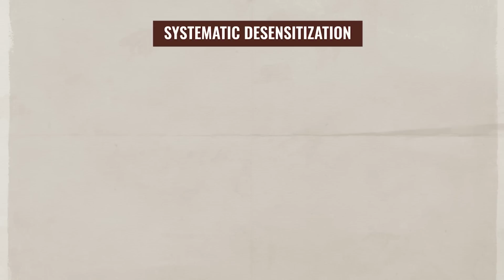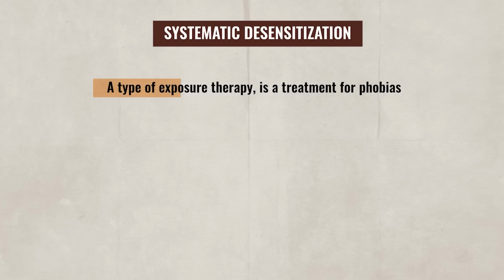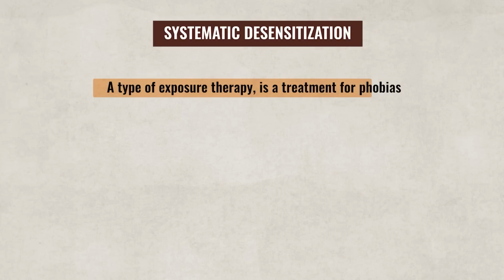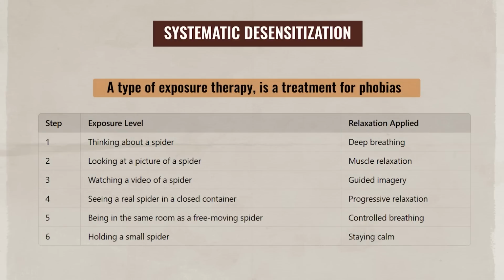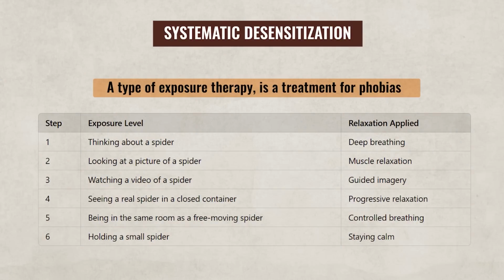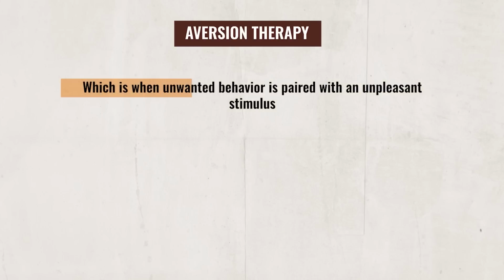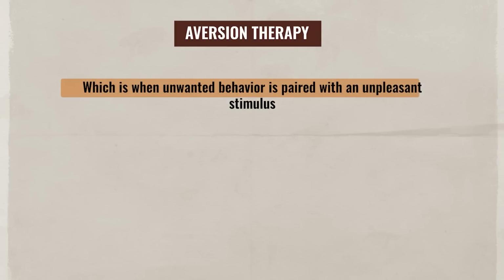For example, systematic desensitization, a type of exposure therapy, is a treatment for phobias in which the client is gradually exposed to increasingly intense versions of the stimuli that they fear, all while learning and practicing relaxation techniques to help manage their anxiety. Next is aversion therapy, which is when unwanted behaviors are paired with an unpleasant stimulus.